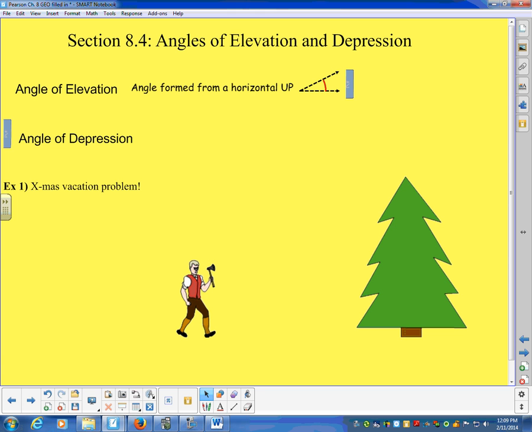So angle of elevation is formed from the horizontal up. Angle of depression is the angle formed from the horizontal down. So that would be from my eye level down to the floor.